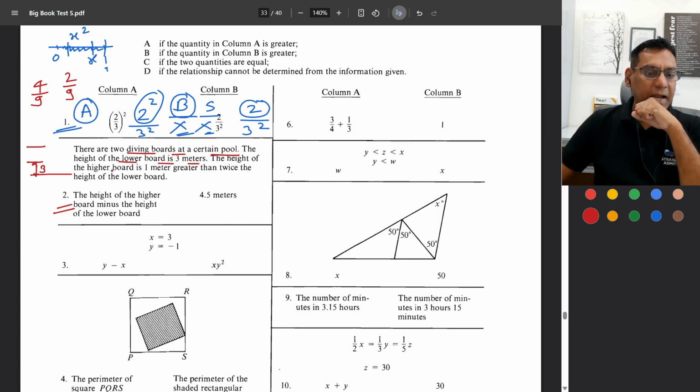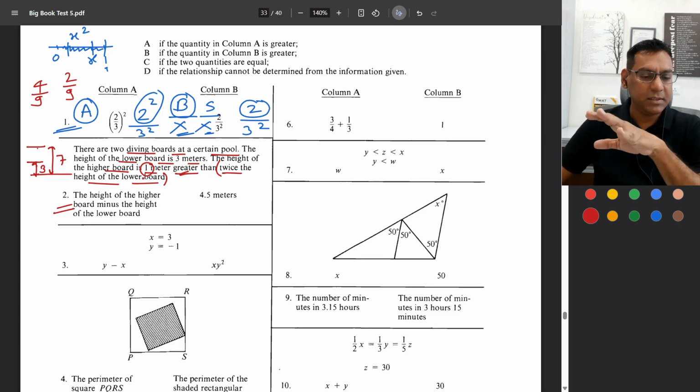Fine. The height of the higher board, that is this board, is 1 meter greater than twice the height of the lower board. Okay, so twice the height of the lower board is going to be twice of 3, that's going to be 6 plus 1 meter greater. So 6 plus 1 is 7. So this is 7 meters. All right. Okay, always verify: 1 greater than twice. Okay, so 1 greater than twice, correct.